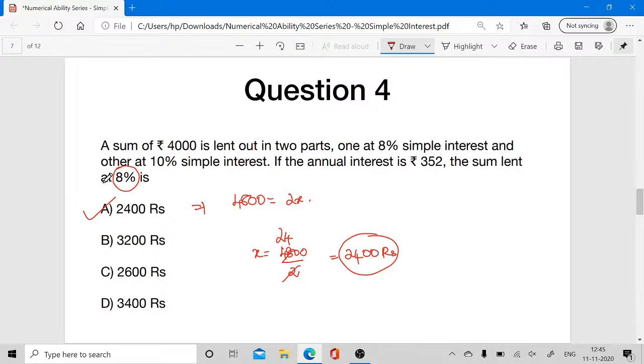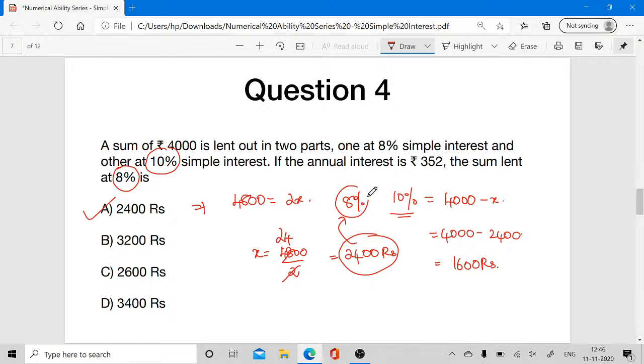So they had asked you the 8% interest. What if they had asked you the 10% interest? For the 10% interest, what did I substitute? I had substituted it as 4000 minus x, yes or no? So that will be 4000 minus 2400, which will be 1600 for the 10%. So this is the principal I am paying for 8% interest, and this is the principal I am paying for 10% interest.